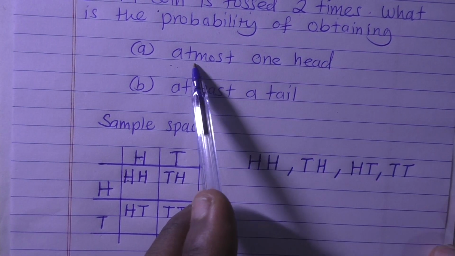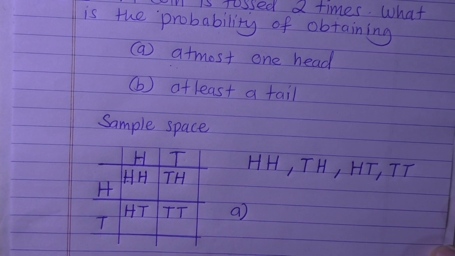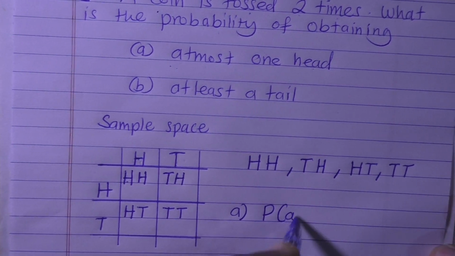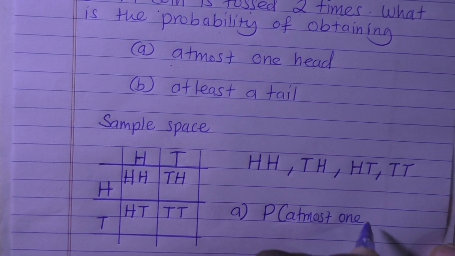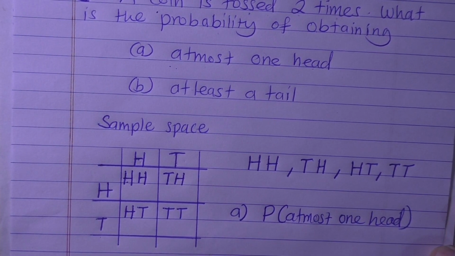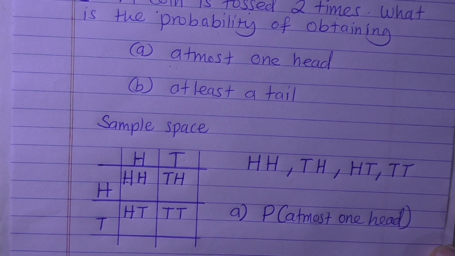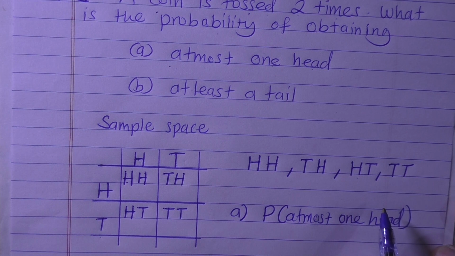Now we come to the meaning of at most. This is part A, at most one head. Now, the meaning of at most means maximum. So we are going to look at the probability of getting the maximum of one head, meaning we can get one head or even 0 heads.